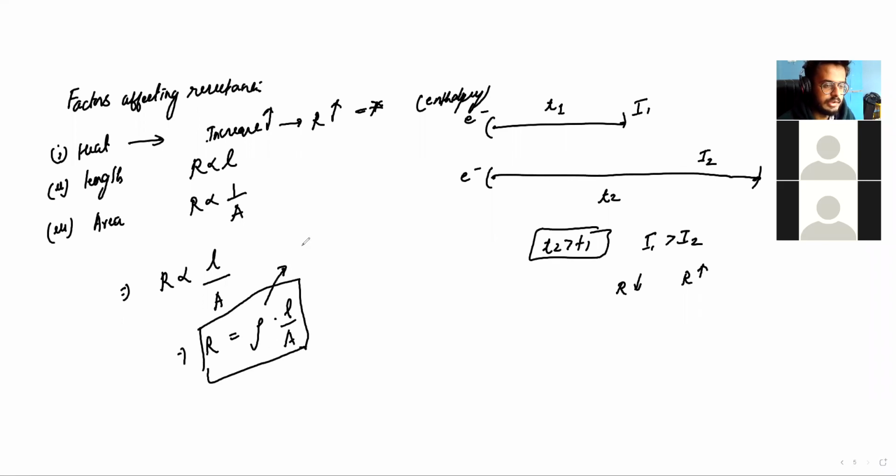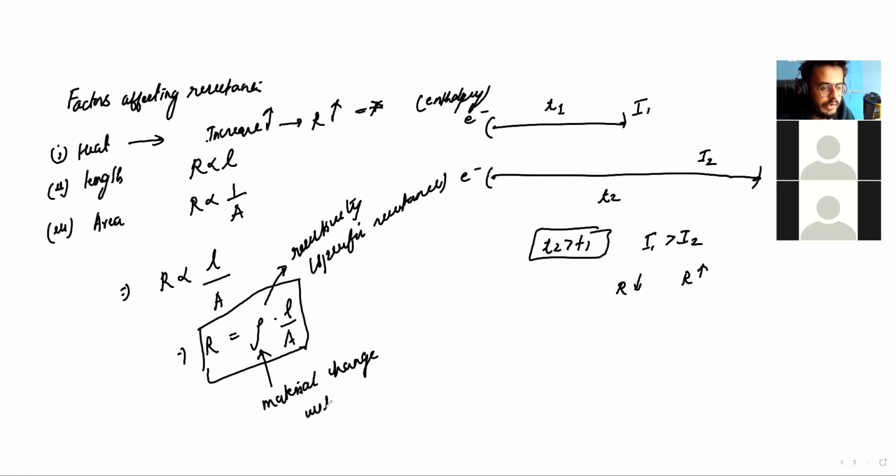This constant is known as specific resistance or resistivity. Resistivity or specific resistance. And this thing will only change when there is a change in material. Material change will only affect it. So this resistivity will not change when there is change in length, change in area, or whatever it is.